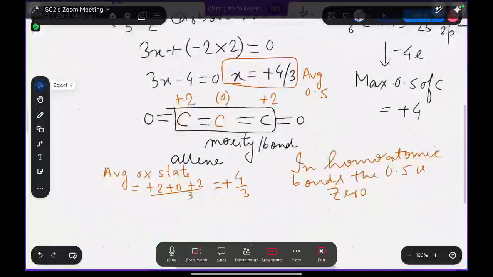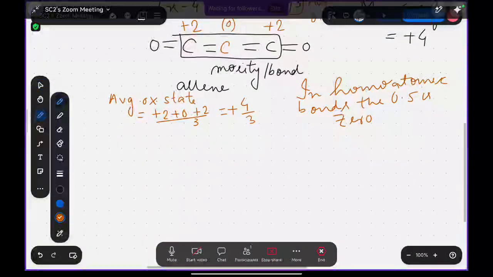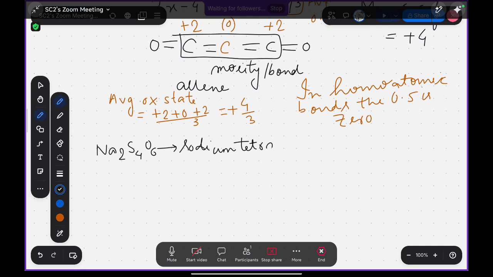Now let's move to another example of a similar type so that it is easy for you to understand. Let's take the example of sodium tetrathionate, the formula being Na2S4O6. The name of this compound is sodium tetrathionate. Let's see what to do. We are asked to calculate the oxidation state of sulfur. Let us consider that to be X.